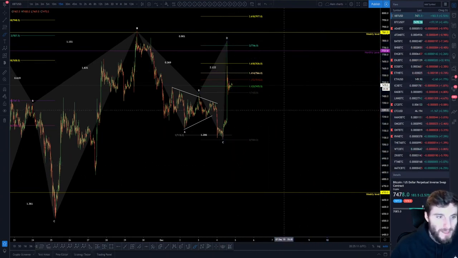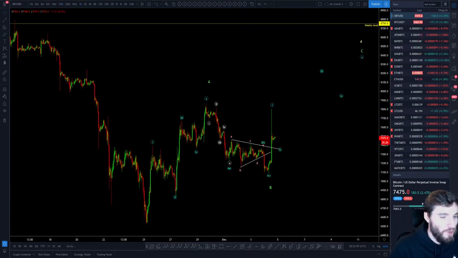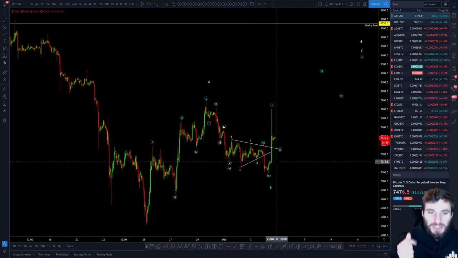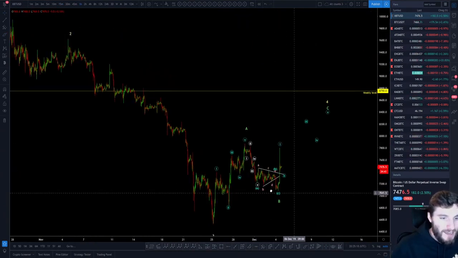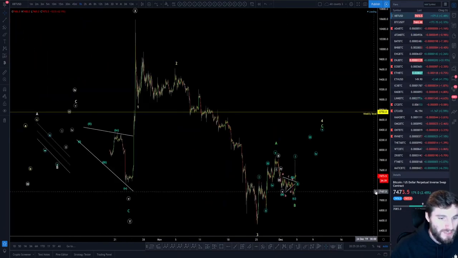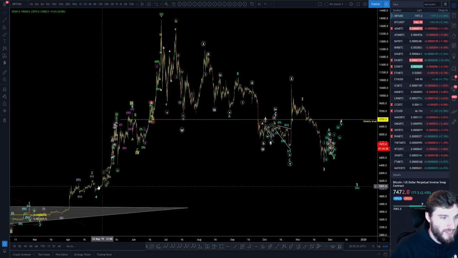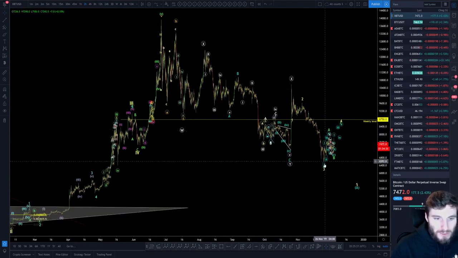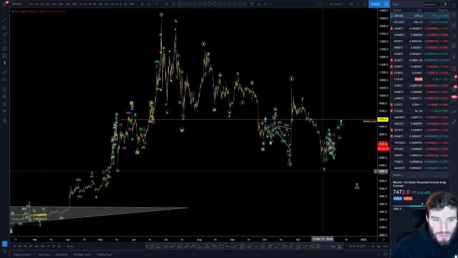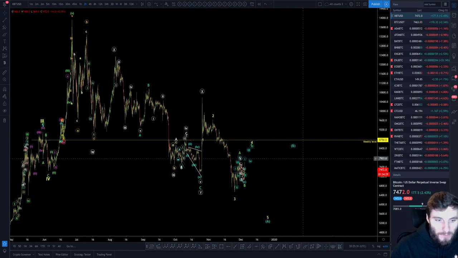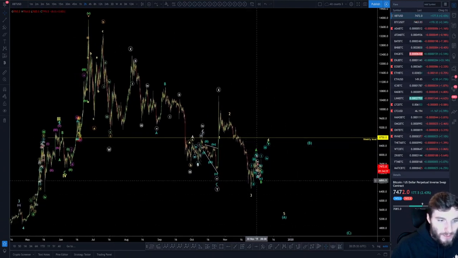So don't hold me to this Elliott wave count, because I'll change it literally like this. But if this is correct, then looking at it more or less as coming down to put in a 1, 2, 3, 4, 5 of the A, up for the B, down for the C, working on a 5, 3, 5.